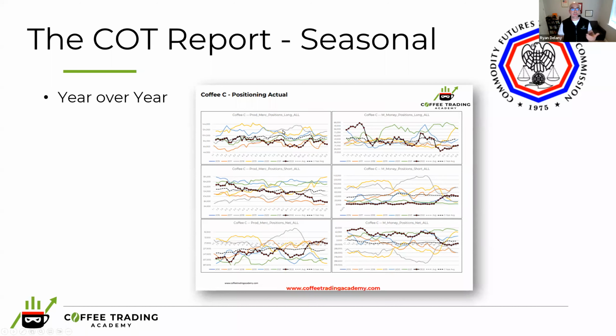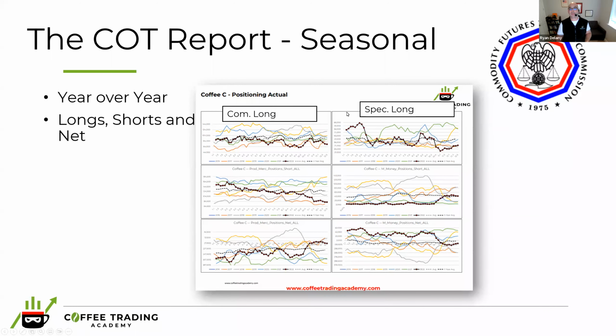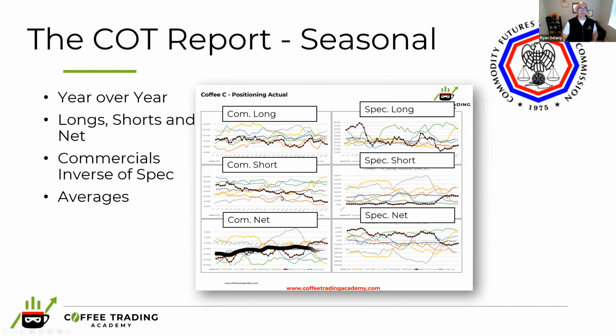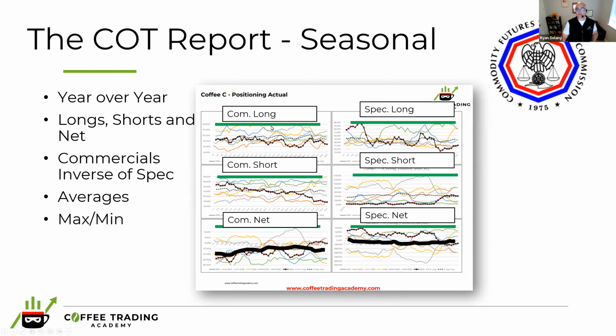You can see each of these different categories that we talked about here. These are the commercials on the left and the speculators on the right. We have our longs and we have our shorts and we have our net positions. So these are seasonal charts, which means every year the position is overlaid over the previous ones. We can see our averages there, but we can also see the highs. These were the high points of commercial positions. These are the high points of spec positions, and the lows.